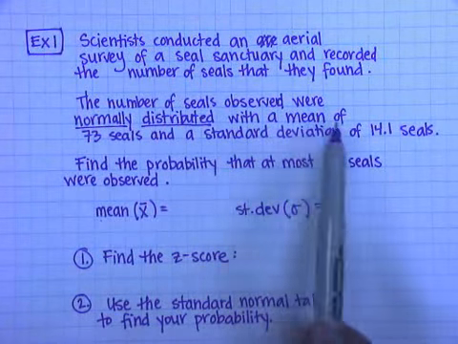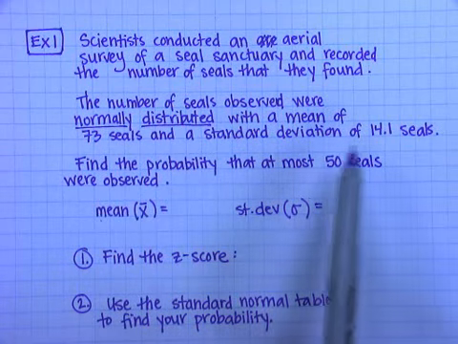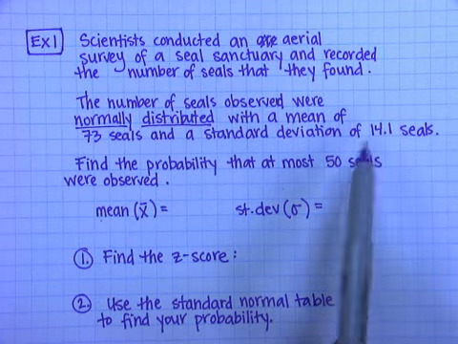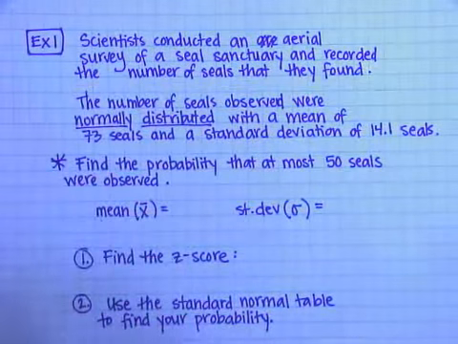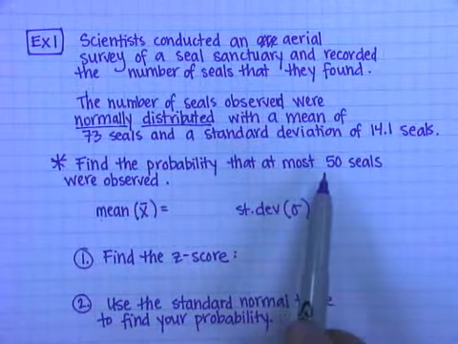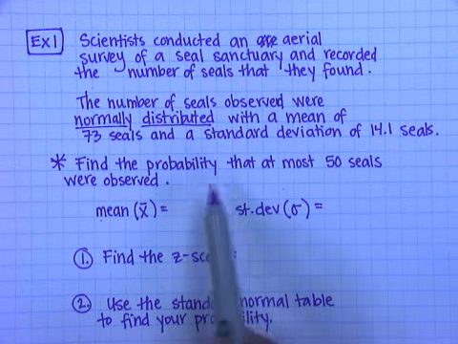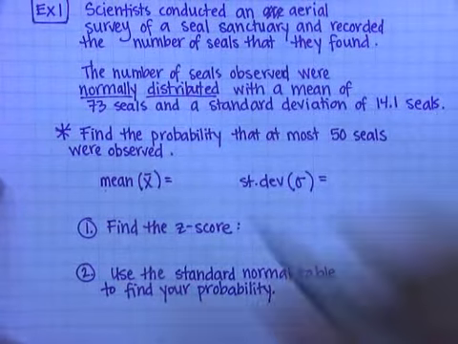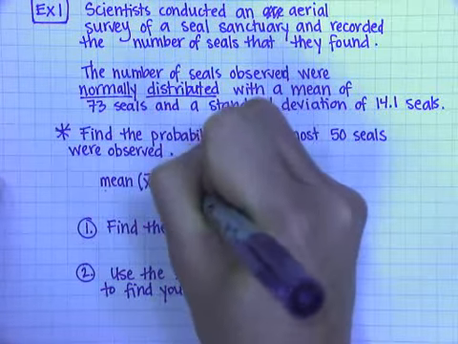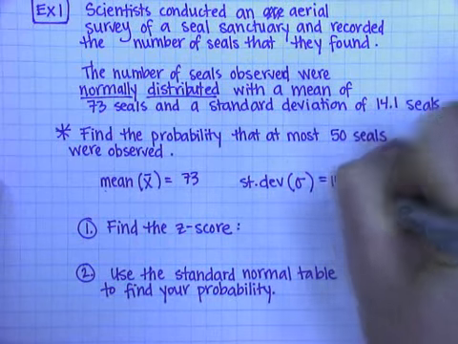At the end of it, they found a mean of 73 seals and a standard deviation of 14.1 seals. The question that we want to answer is to find the probability that at most 50 seals, or another way to say that is 50 seals or less, were observed. So the first thing we're going to do is write down the mean and the standard deviation. We've got 73, and the standard deviation was 14.1.